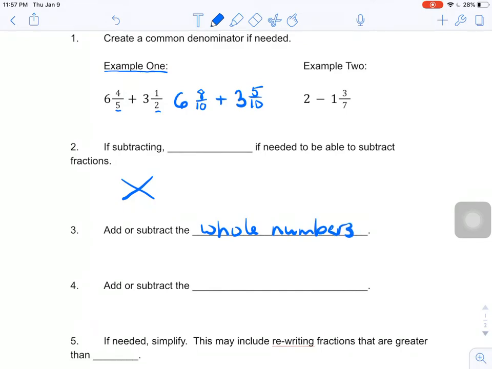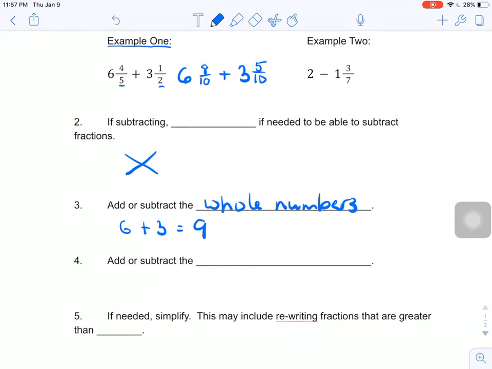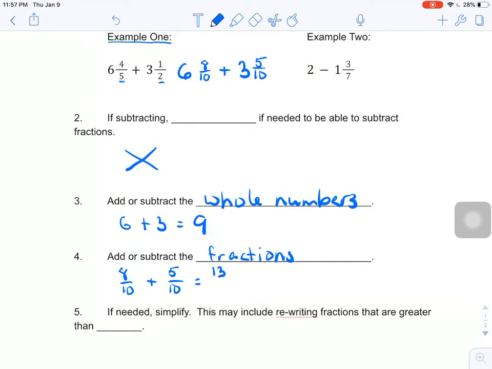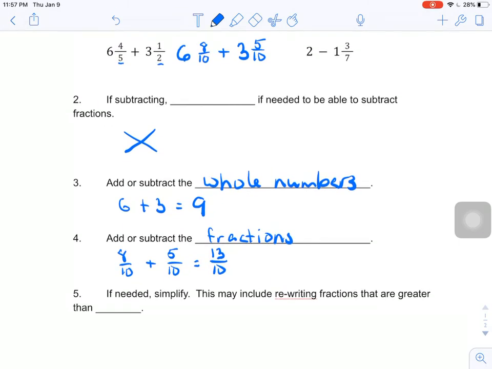So the whole numbers in this problem would be 6 and 3. So we're going to do 6 plus 3, which gives us 9. Now the next part is going to be to look at the fractions. So add or subtract the fractions. So we're kind of breaking these numbers into two parts, the whole numbers and the fractions. So the fraction part of that is 8/10 and 5/10. So we're going to do 8/10 plus 5/10. So 8/10 plus 5/10 is 13/10.